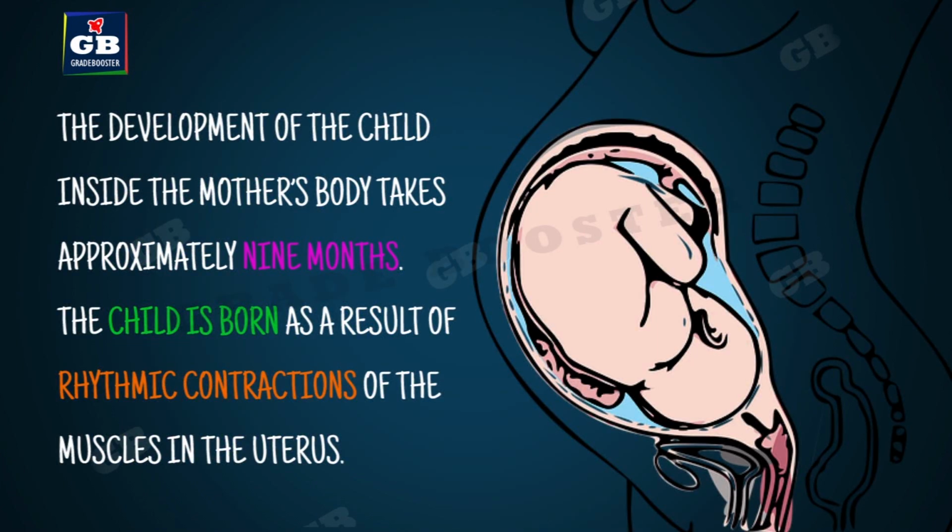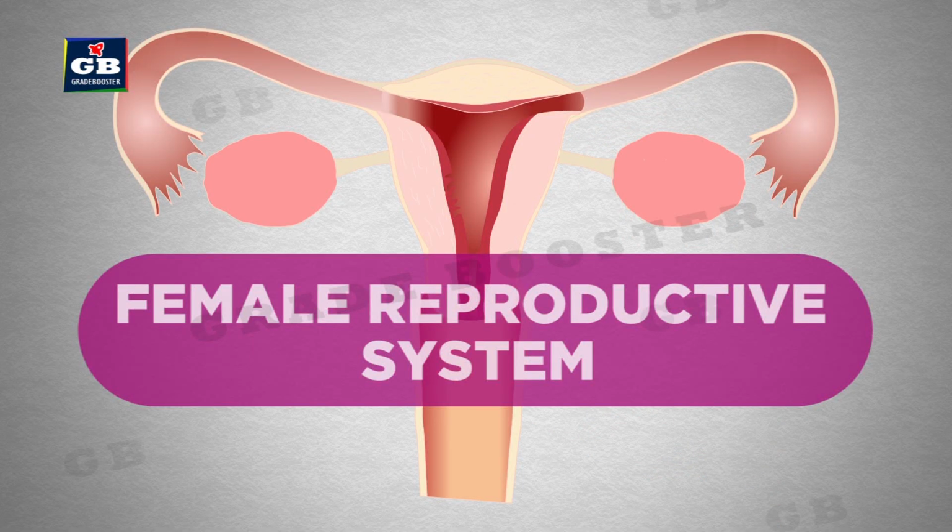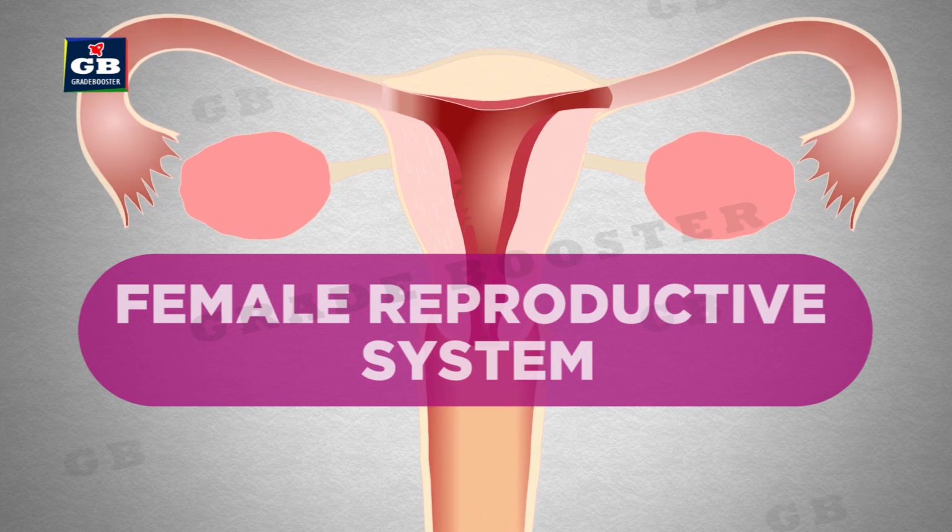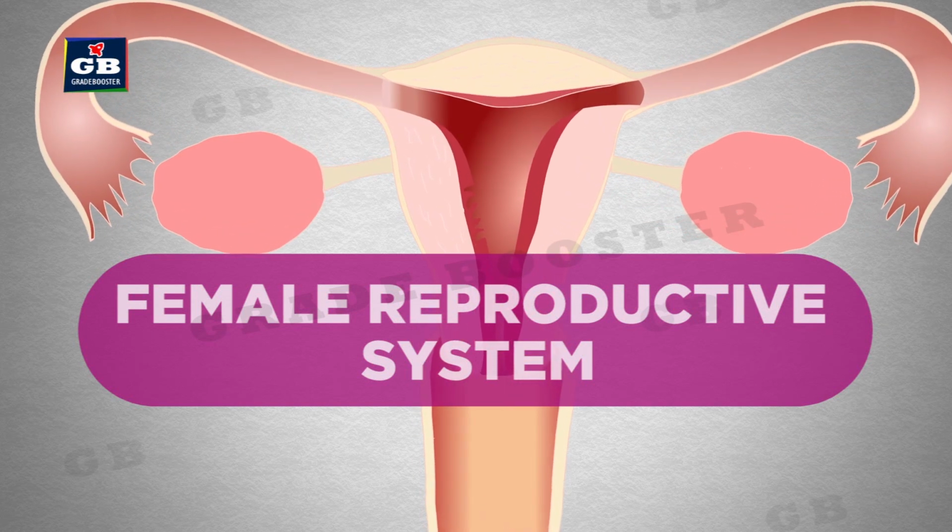The development of the child inside the mother's body takes approximately 9 months. This period is called as gestation period. The child is born as a result of rhythmic contractions of the muscles in the uterus. Let us see the structure and function of different parts of female reproductive system.